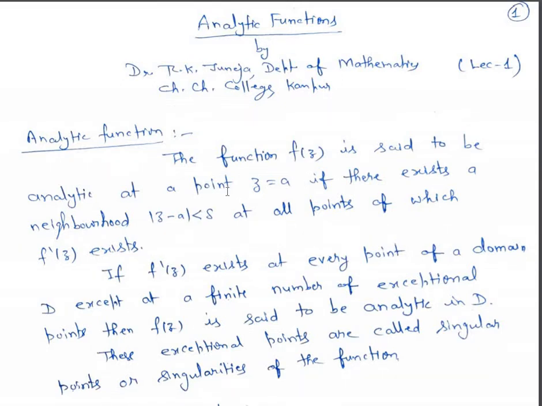This means if we take a point z = a, and if we take a neighborhood of z = a, and if in that neighborhood f'(z) exists for all values of z, then we say that the function is analytic at the point z = a. This is the analyticity at a point z = a.